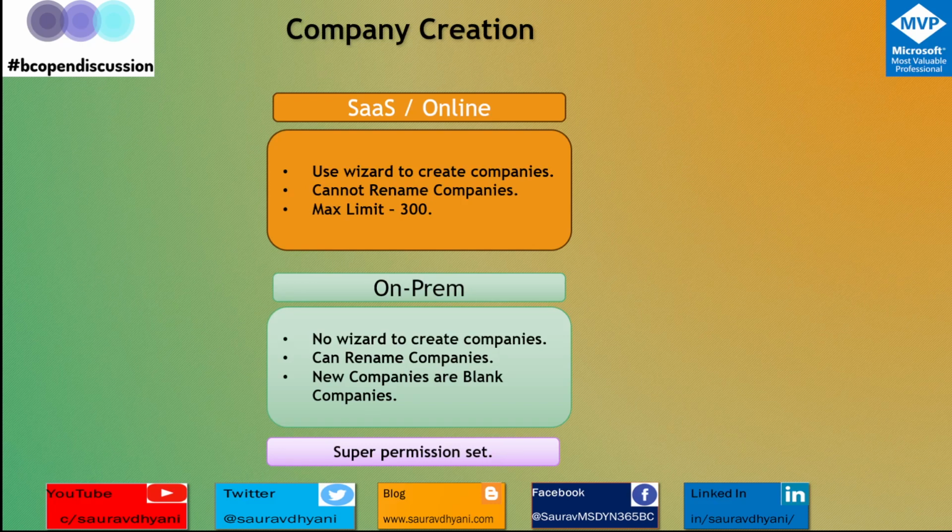Whereas on-prem, there's no wizard for creating a company. You can just hit new, give the company name, and that's it. You can rename the company whenever you need, and new companies are blank companies. There is no setup data and no transactional data in it. And remember the last and important thing: for company creation, you will need the SUPER permission set assigned to your user.